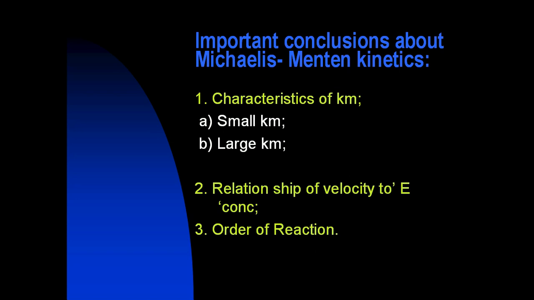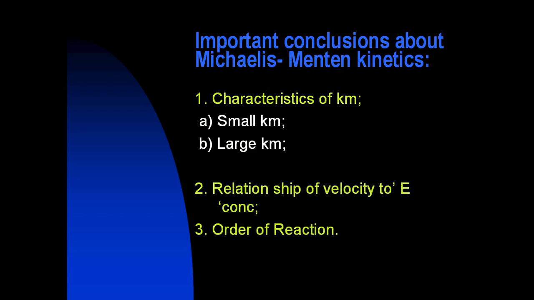Km does not vary with the concentration of enzyme. If the Km is smaller, a numerically small Km reflects a high affinity of the enzyme for its substrate, because a low concentration of substrate is needed to half saturate the enzyme, that is, to reach the velocity equal to half Vmax.